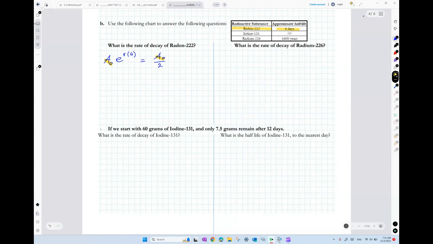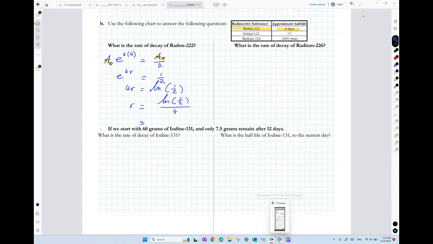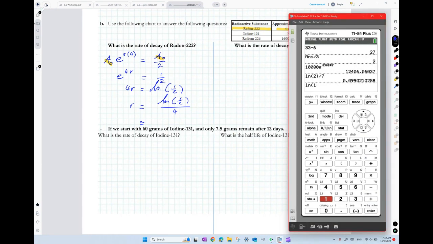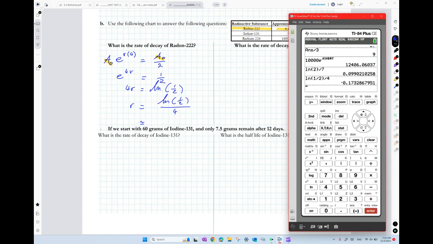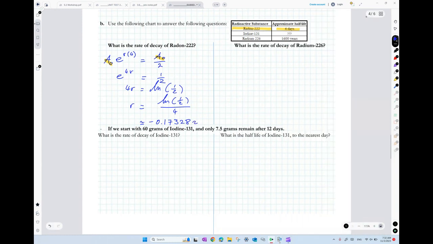And I will have those two on each side of the equation cancelling, and therefore I will have 4r equals ln of 1/2, and r equals ln of 1/2 divided by 4, and that would be roughly, let me do that, ln of 1/2 divided by 4, and I'll have negative 0.117328, which is roughly, in terms of percentage, 17.33% of decay.